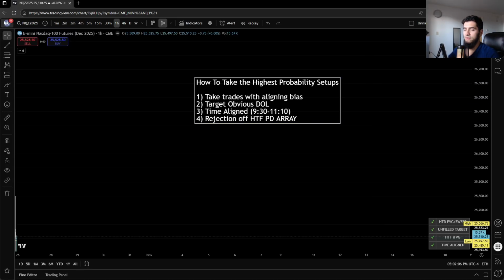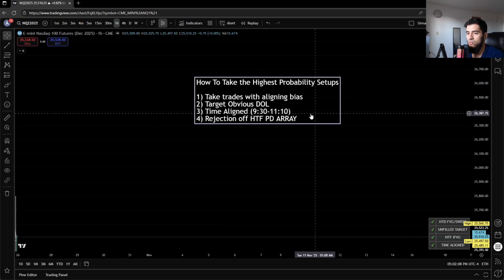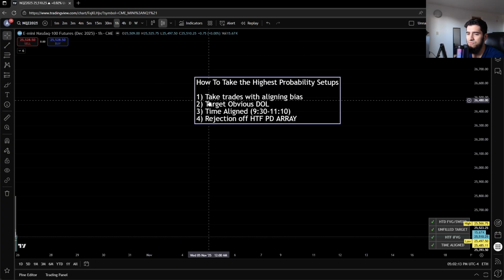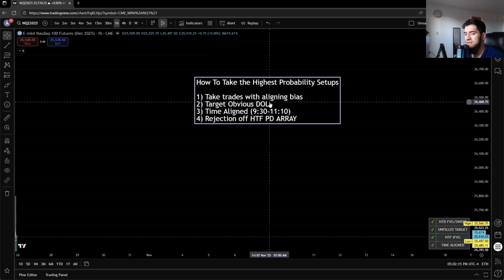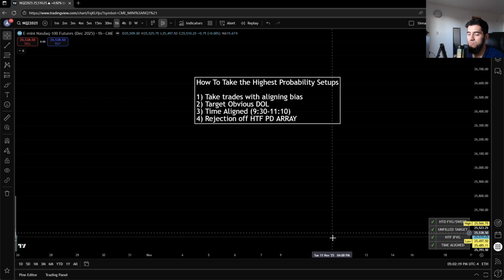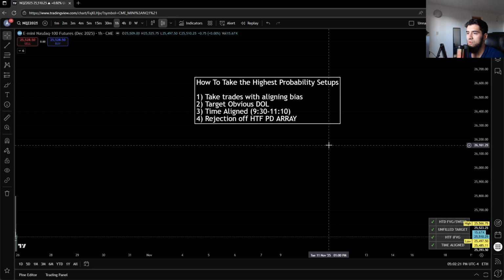So the four main things that I look at when taking the highest probability setups are these things right here. First things first, I want to take the trades that align with my bias, for the most part, and with the current order flow in the market. If you open up your charts pre-market, or even at market open, you zoom out and see what is happening in the market. Are we rebalancing inefficiencies? Are we rebalancing equilibrium? Are we taking out liquidity? What is happening currently in the market?